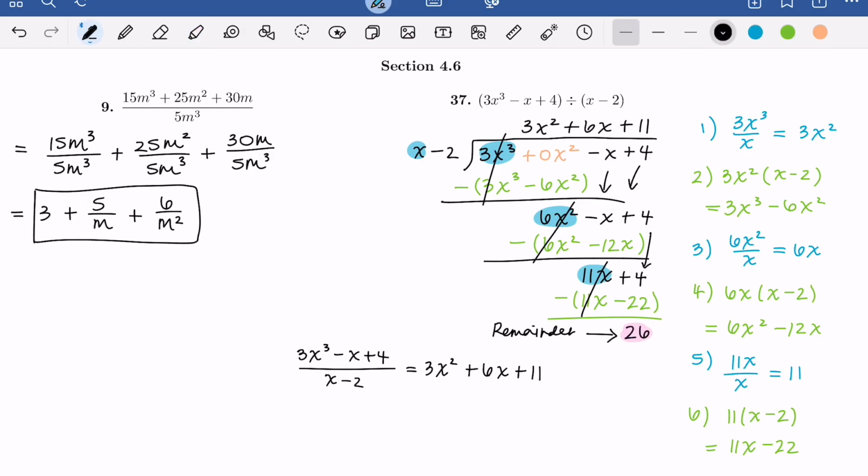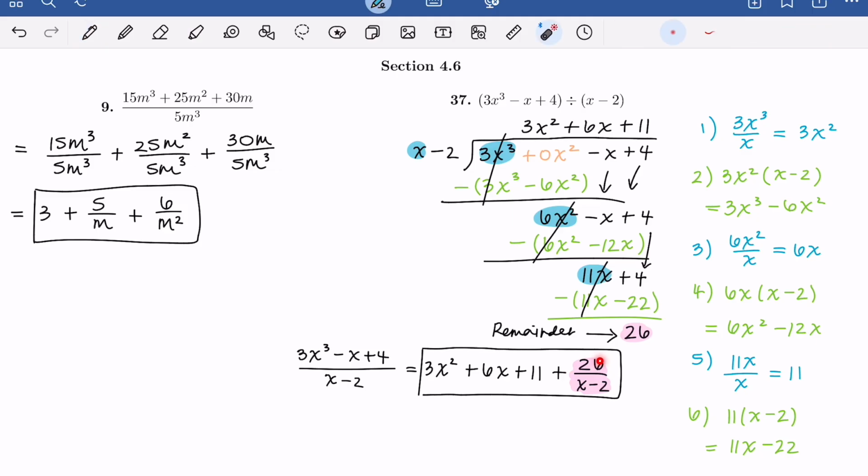And we write this remainder as, we're going to add it to our resulting polynomial. We're going to add 26 divided by our divisor. So this would be our remainder quantity, and this is how we'll write our final answer. Everything in the box here is going to be the polynomial that we got plus the remainder that we got over the original divisor, x minus 2. So this would be our final answer for this case.